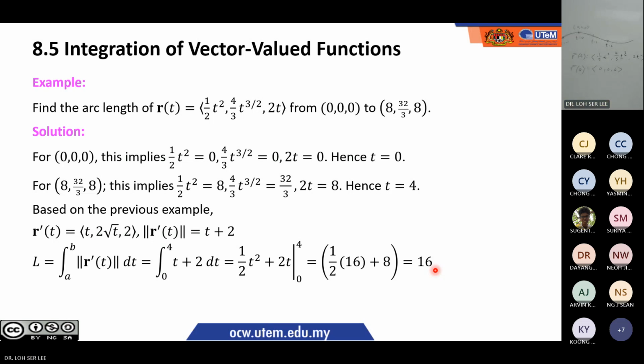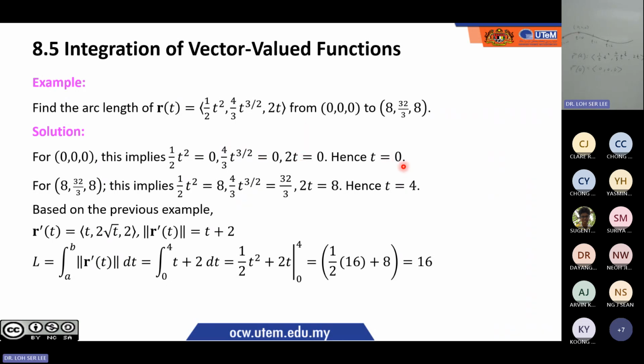Okay, any question? Do you understand this? We are finding the arc length, but the t value is not given, you are given the point. That's why we need to identify the t value that represents that point. So how do we identify the t value? We just equate the first component function to the first value, second to the second, third to the third, and find out what the t value is. That t value must satisfy all three.